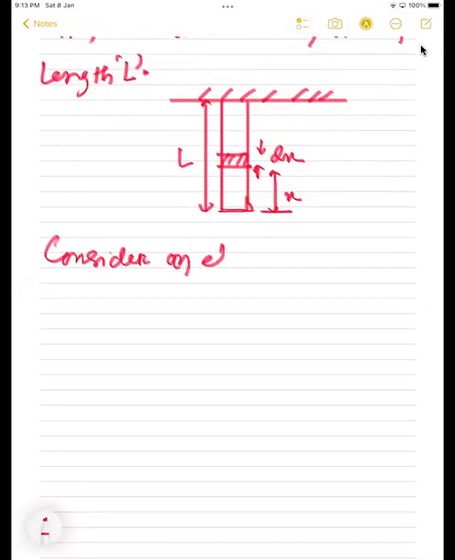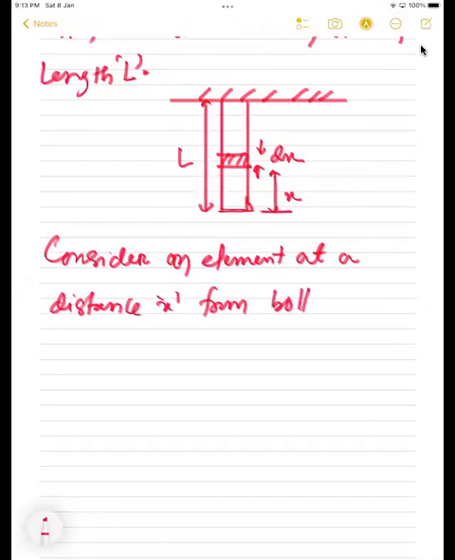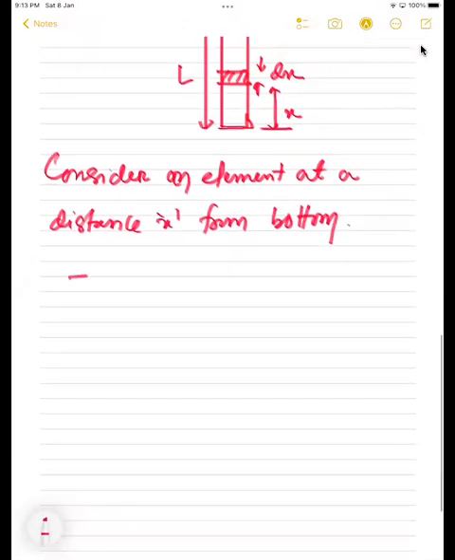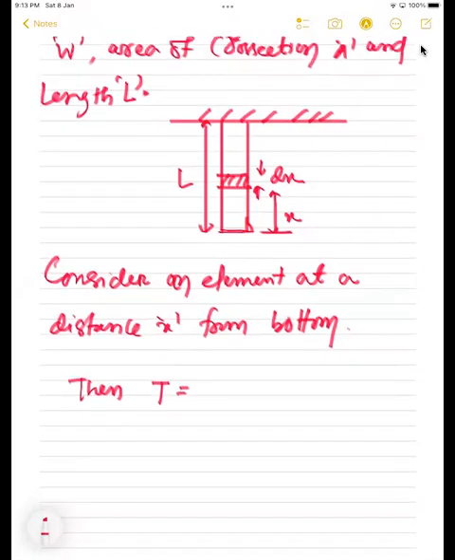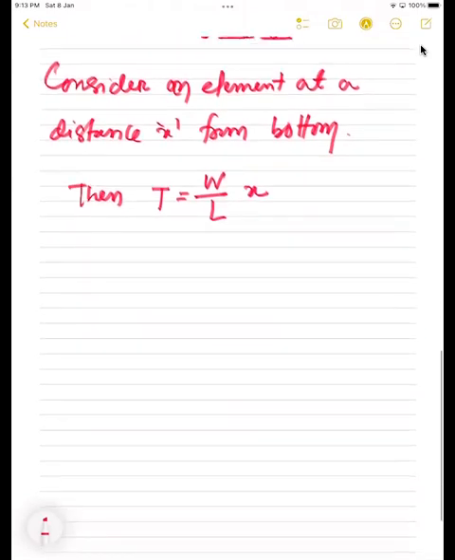So just write here, consider an element at a distance x from bottom, then tension is equal to how much, student? What will be the force in that part? So total weight W by total length L into the weight of the small part. So that will be the tension. Yes or no? Total weight is W of this total rod, length is L. Then per unit length, how much weight is there? W by L. And how much weight do we have to take, for distance x? Then how much will the elongation be? Let's find the elongation, right?